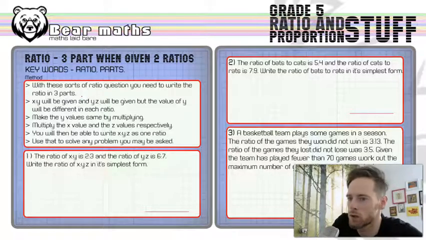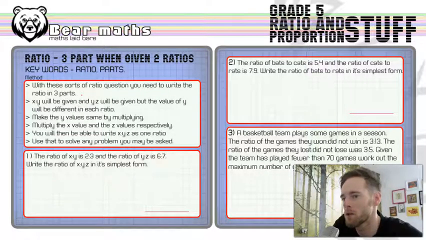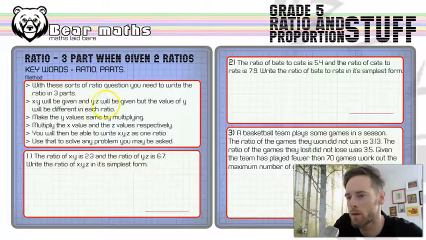And the parts of a ratio, well, we say there's a left-hand side and a right-hand side, but in these questions there's going to be a middle one as well. So there's going to be three parts to these ratios. Now, with these sorts of ratio questions, you need to write the ratio in the three parts. X to Y will be given, and Y to Z will be given, but the value of Y will be different in each of the ratios. So the common thing in both of them is that you've got Y, but the Y value will be different in each. So you need to make the Y values the same.